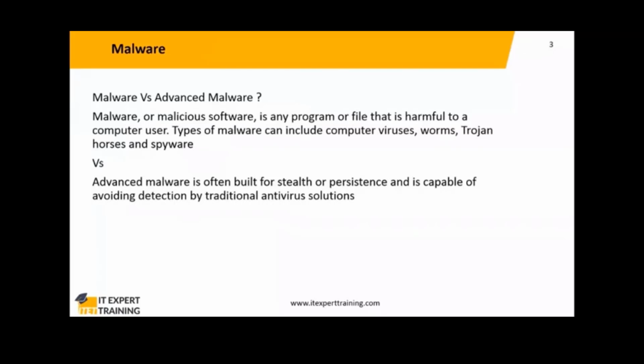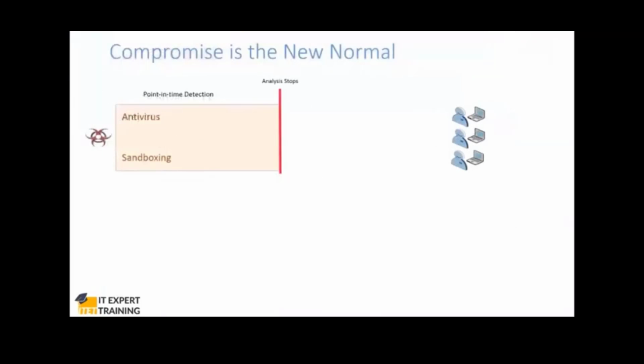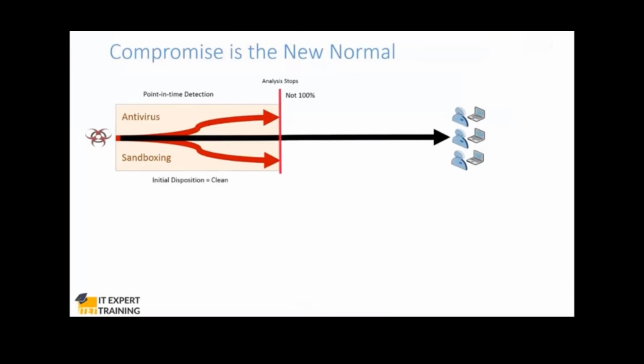So now coming to the normal detection and the advanced detection. This is a normal detection. Okay, so the initial disposition is clean, but in the end it's not clean. It's bad because the attack already happened. So it's too late to respond. Okay, so all the endpoints are compromised.